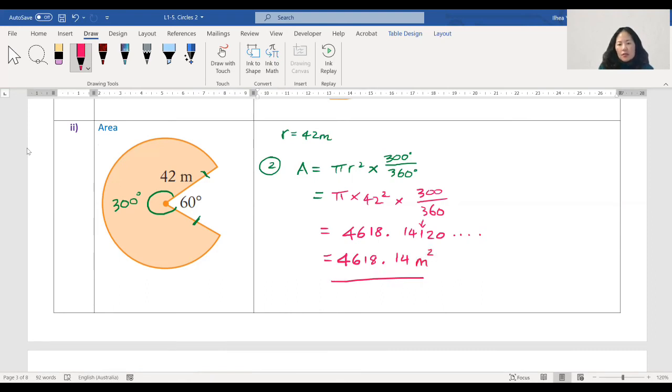So the answer is 4,618.14 meters squared. Okay, that's all for today's lesson. Well done.